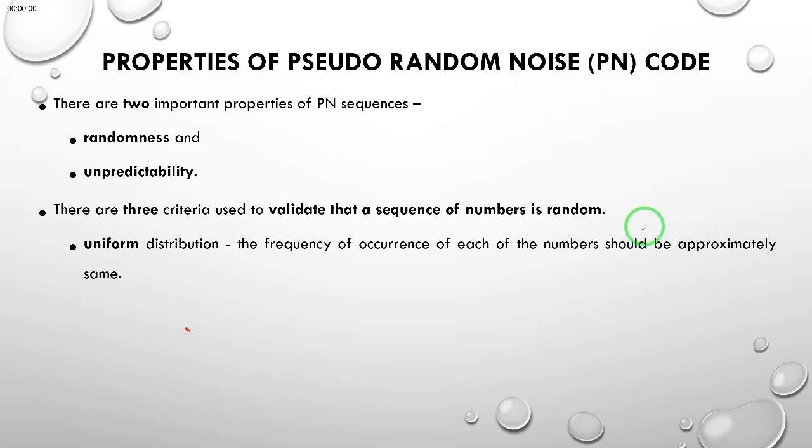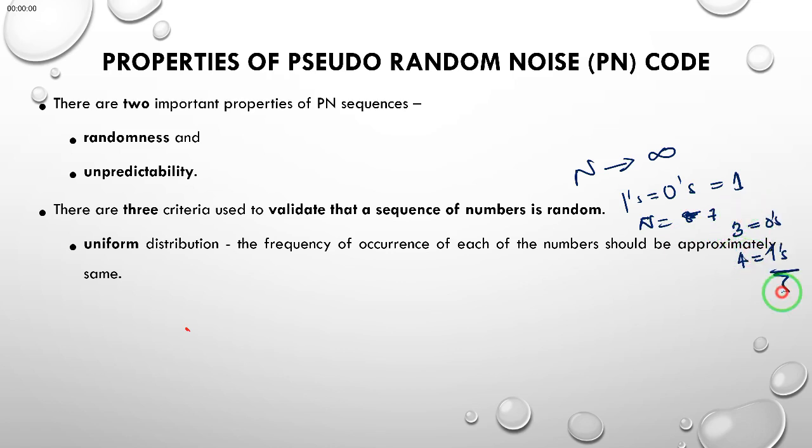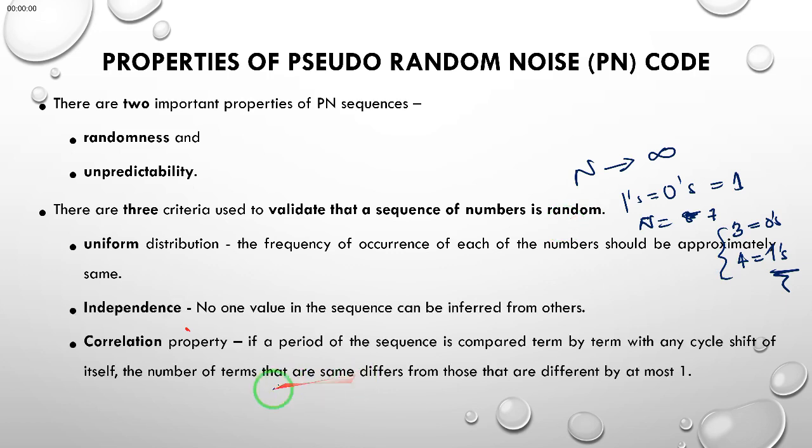Sometimes that may not always be the case. When n is not very high, not approaching infinity, the number of ones may differ from the number of zeros by a difference of 1. That is the maximum. So if we have n equals, say, 7, an odd number, the number of zeros is going to be 3 and the number of ones is going to be 4. So the maximum difference between these two is 1. That is the property known as correlation.